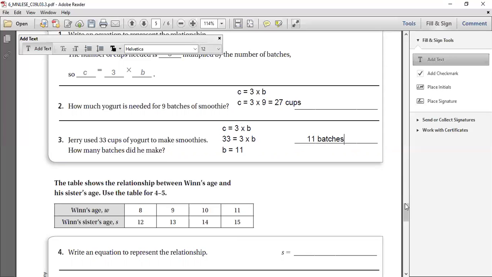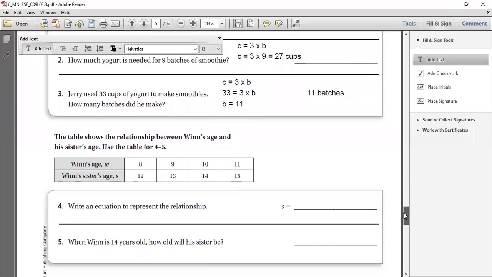Okay, next question. The question says the table shows the relationship between Vin's age and his sister's age. Use the table for 4 to 5. So here Vin's age is W, which is going to be X. Vin's sister's age is S, which is going to be Y. So always we start by writing the equation Y equals.